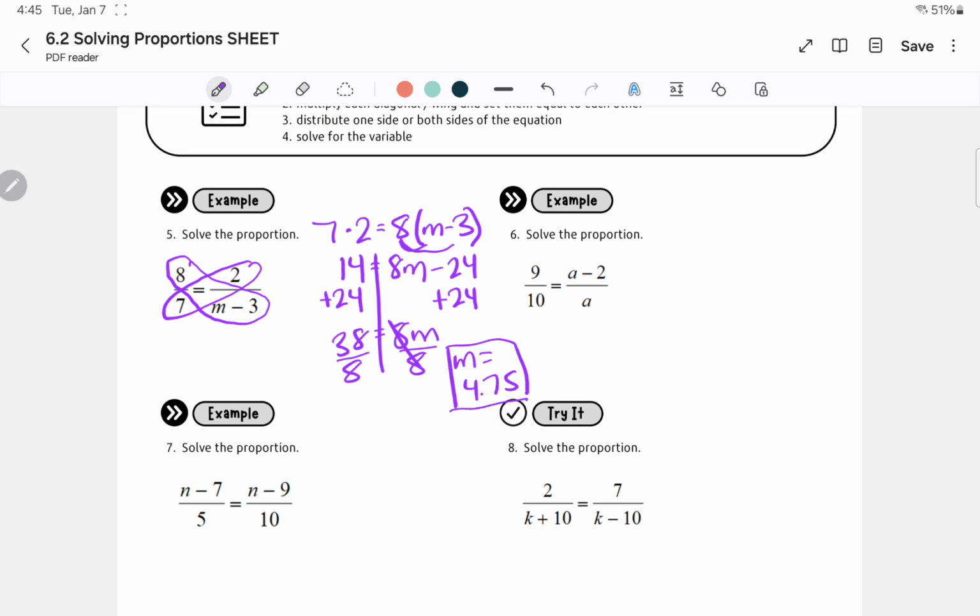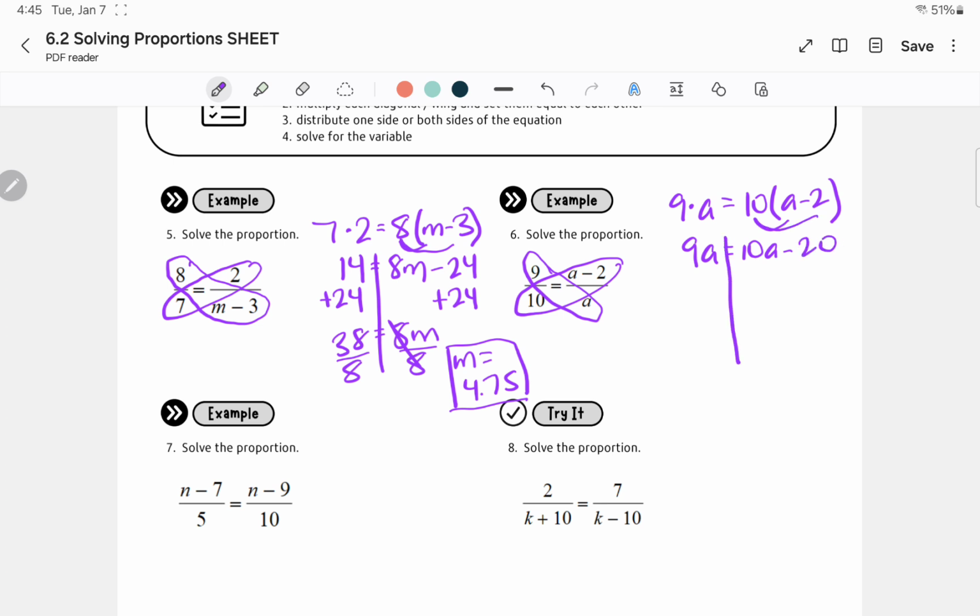All right, let's try another example. The only difference between this one and the other one is there's now an a in both places. So I still have 9 times a, 10 parentheses, a minus 2. 9 times a is 9a. And now, again, I'm distributing. So 10 times a first, 10a. Bring the minus down. 10 times 2 is 20.